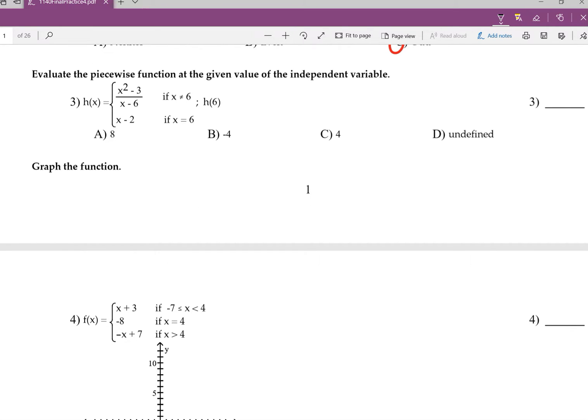Alright, and for this next one we have evaluate the piecewise function at a given value of the independent variable. In this case you simply are using values as you substitute. So for number 3, they're not even asking you the value of the independent variable. Okay, so they're saying h of 6. In other words, when they're saying h of 6, they're referring to this right here. Basically 6 minus 2, which is 4.